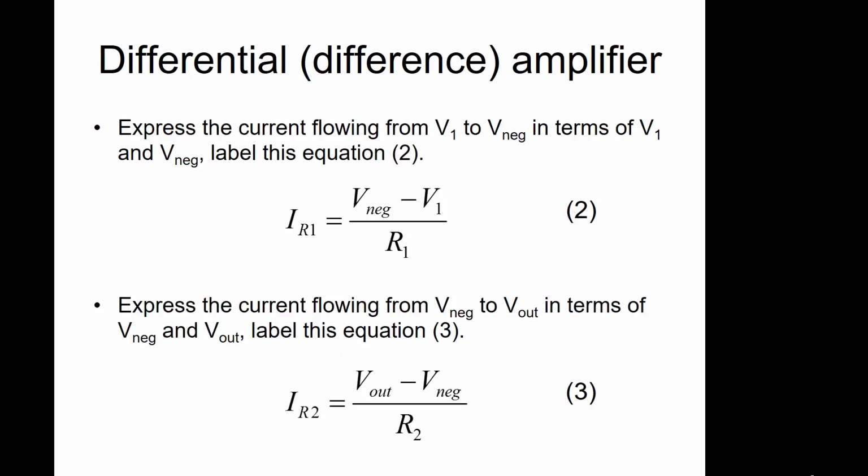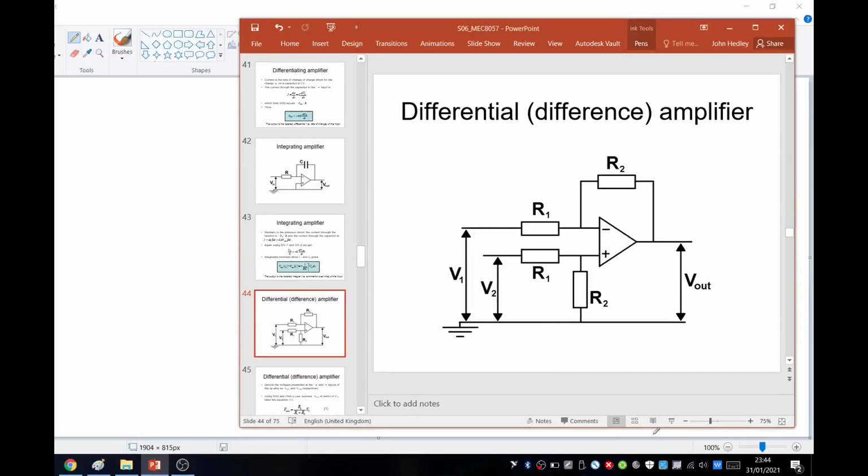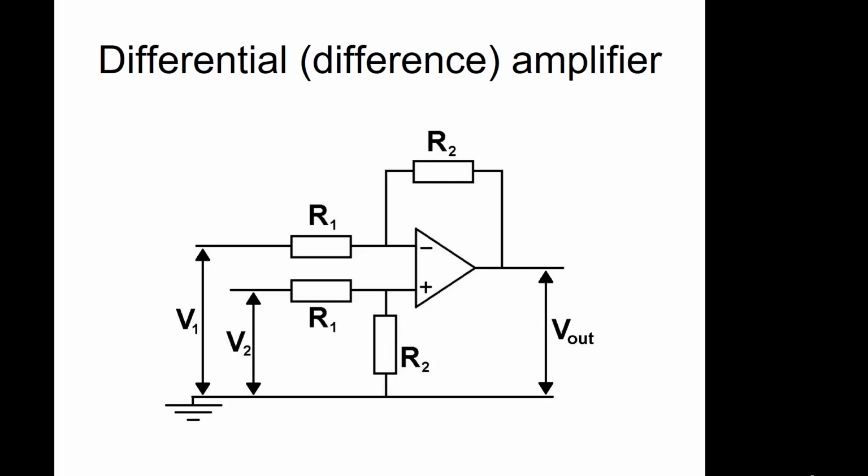On the inverting input, we've got a similar arrangement to the inverting amplifier, where we're looking at the current going through here. So again, I'll just tidy this up a bit. We have this as V neg at this point. We've got a current through here. So the potential drop across here is V1 minus V neg over R1, and that's our current I.